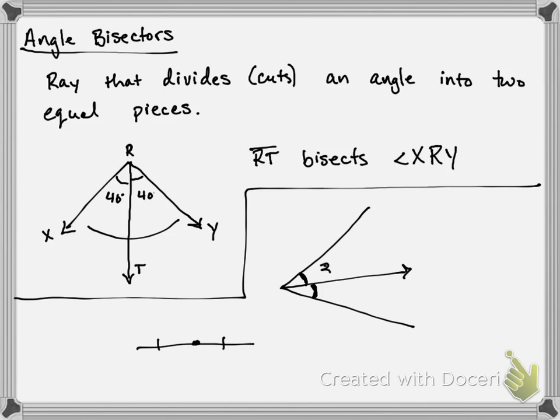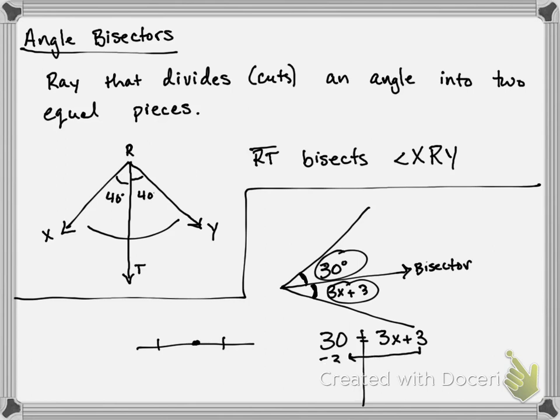Okay, so maybe one of these is 30 degrees and one of these is 3x plus 3. Well, to solve this, since I know that this is a bisector, I can just set my two parts equal to each other because they have to be equal. So I can say 30 is equal to 3x plus 3. Again, get my like terms, move my 3 over by subtracting it. 27 equals 3x. And so here x is equal to 9.